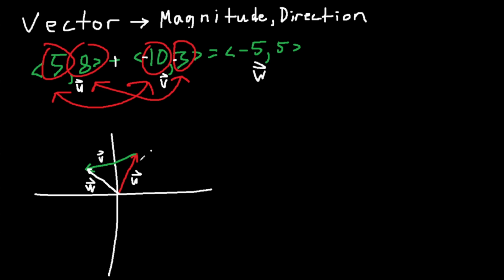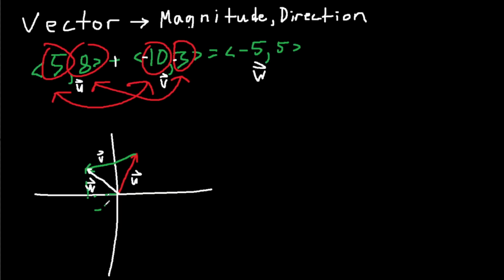And this is equal to w. And that's how vectors look. Doesn't this look like -5? This right here looks like this would be -5. Oh no. This looks like this would be -5 and 5, doesn't it? I think I did a good job on drawing this graph.